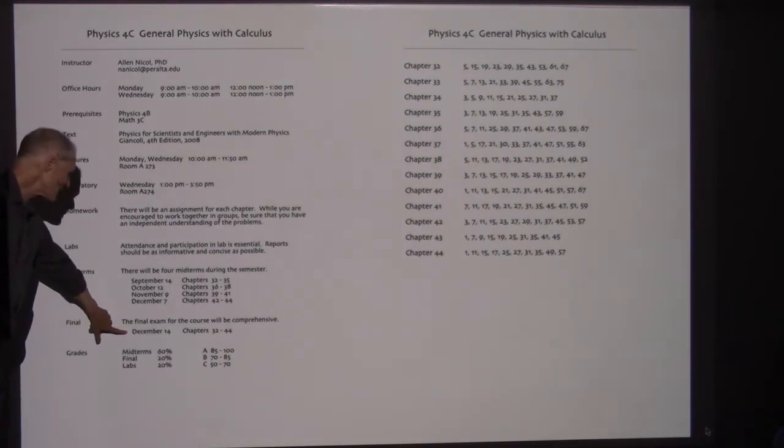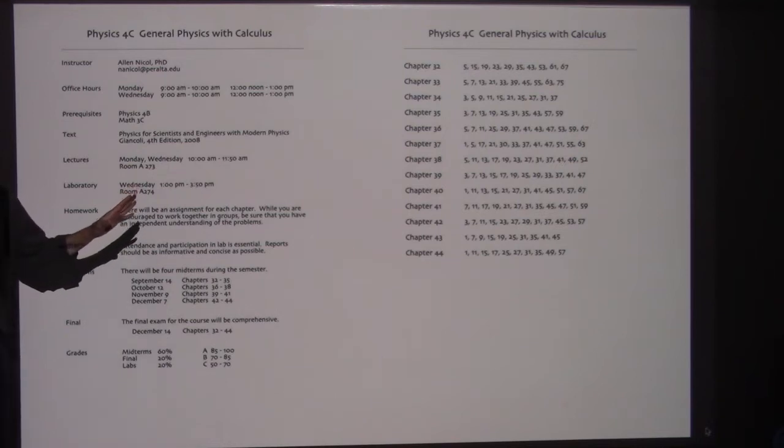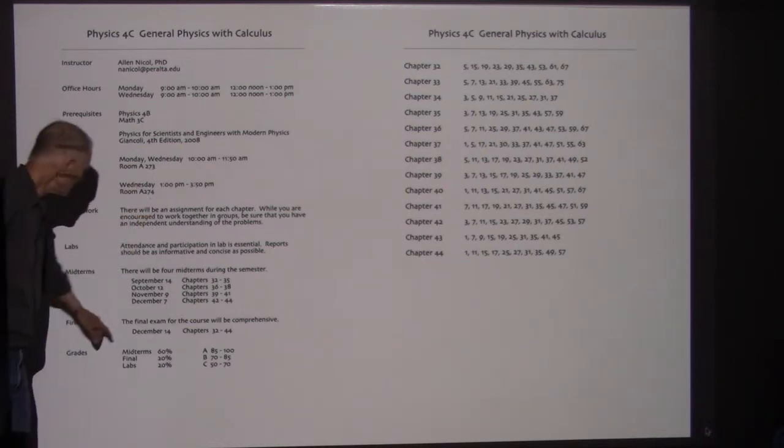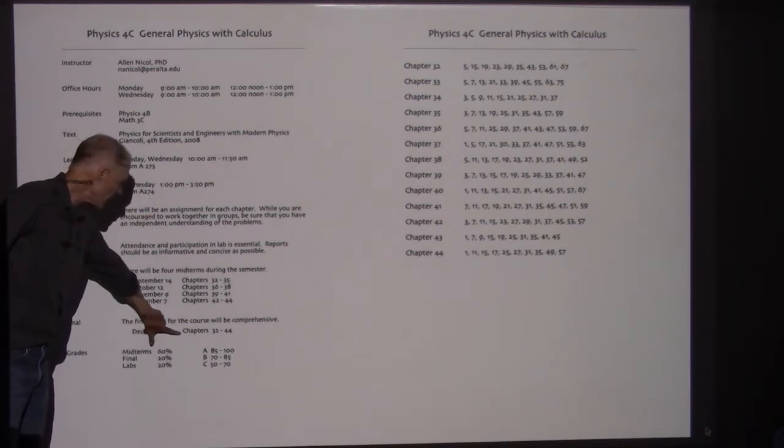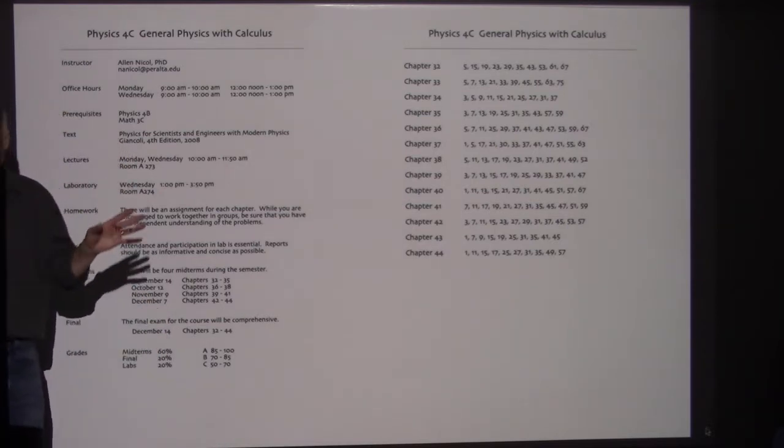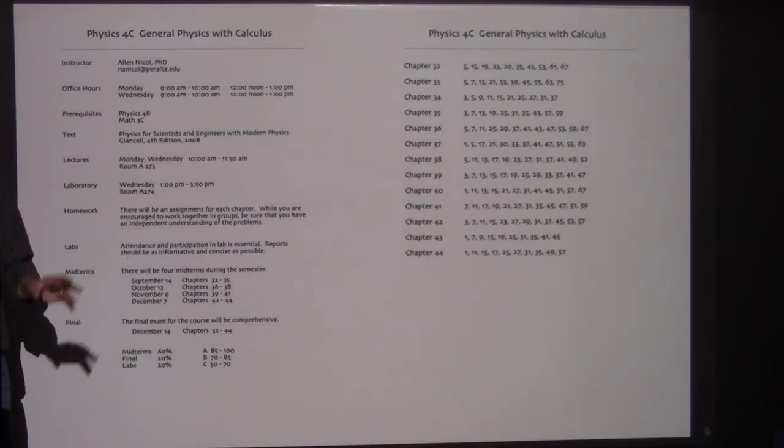The final exam is December 14th, looking ahead to the end of the semester, which is way out there. But the final exam is December 14th, and it's comprehensive. So it's going to include the whole course, chapters 32 through 44.